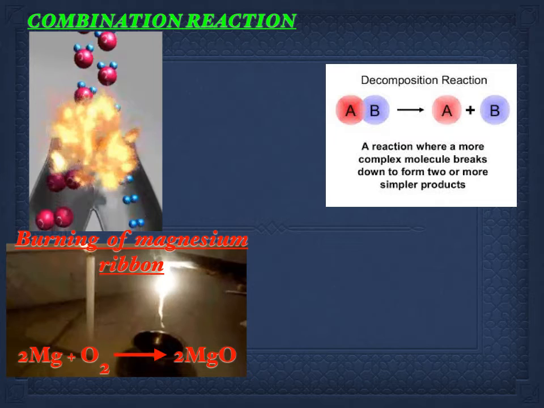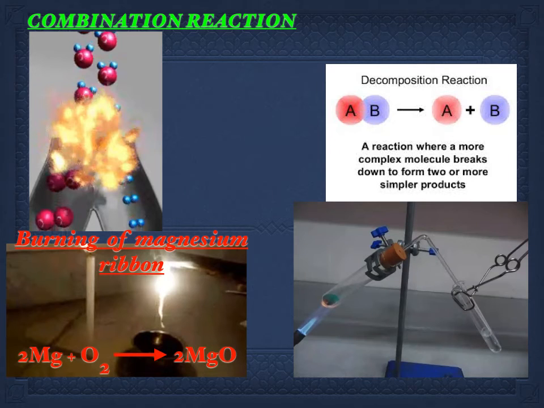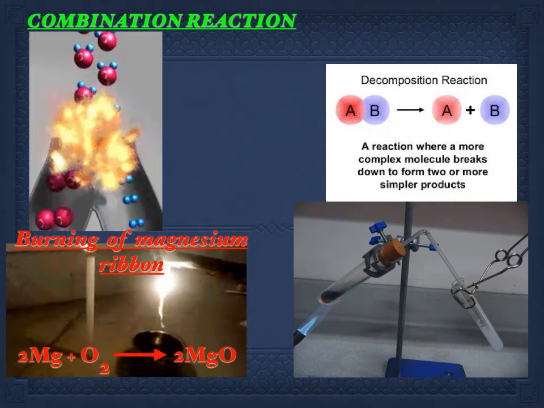The second type of reaction is called decomposition reaction. A reaction where a more complex molecule breaks down to form 2 or more simpler products. Now let's understand this by a simple activity. Take some calcium carbonate in a test tube, fit a bent tube to this test tube with the help of a rubber cork. Insert the other end of the bent tube in the freshly prepared lime water taken in the other test tube. Heat the powdered calcium carbonate in the first test tube strongly.